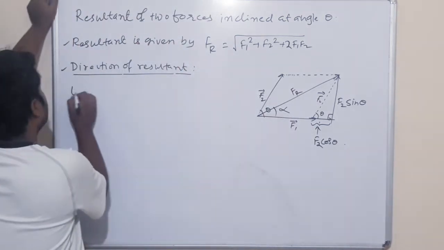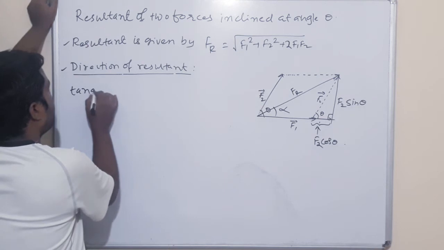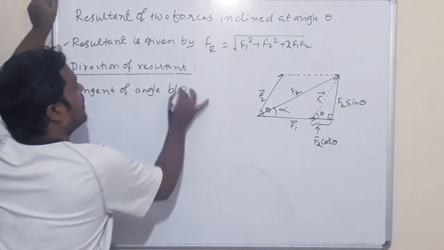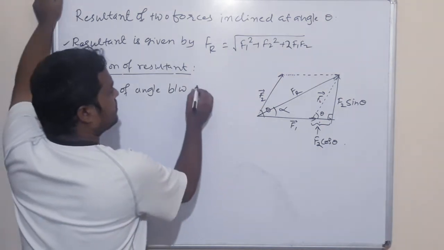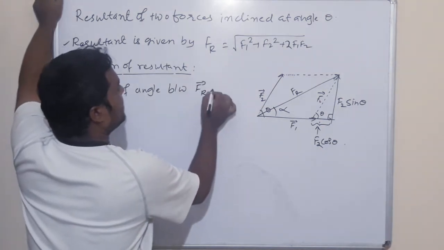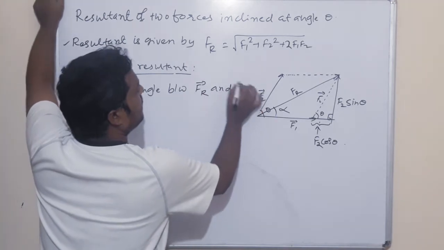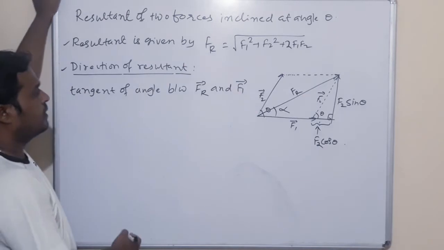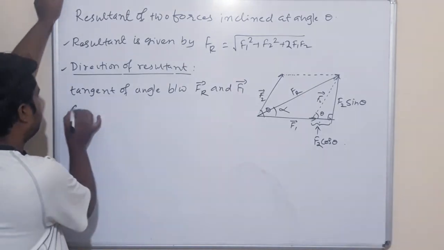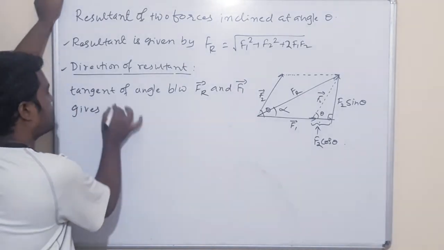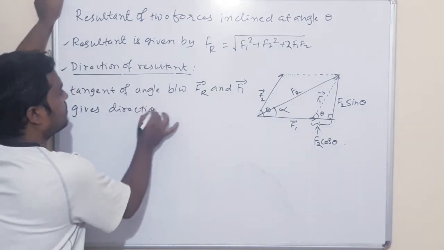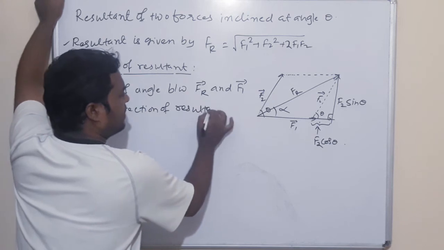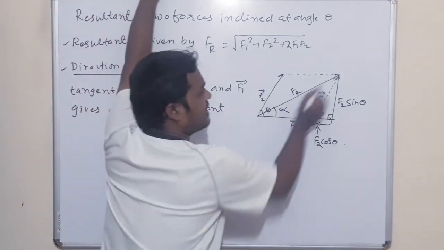If we calculate the tan value or tangent of angle between F resultant and F1, tangent of this angle, tan alpha. If you calculate tan alpha, it gives direction of resultant in terms of angle. That means how much angle it is making with F1.